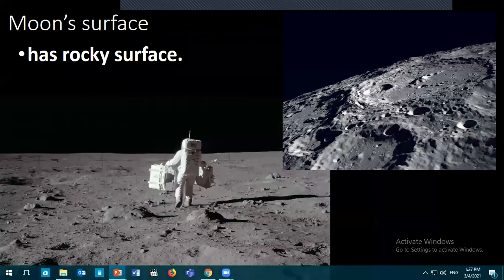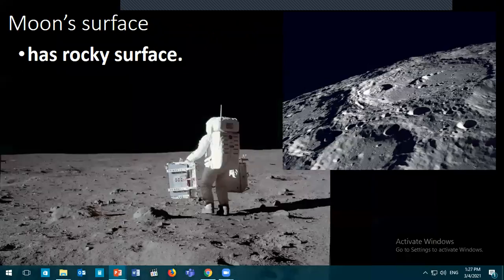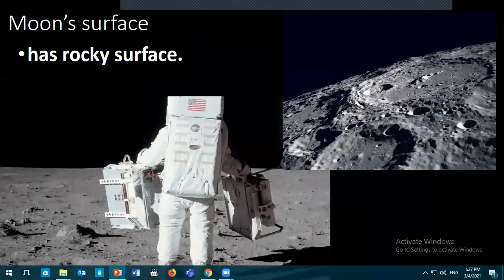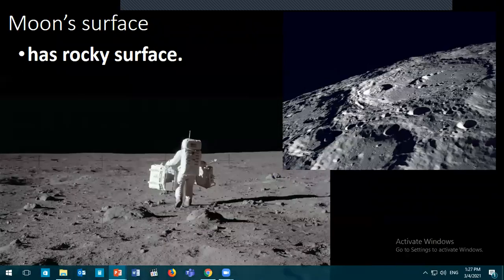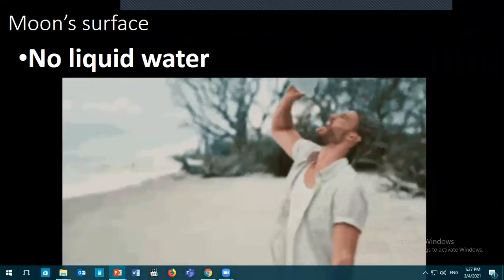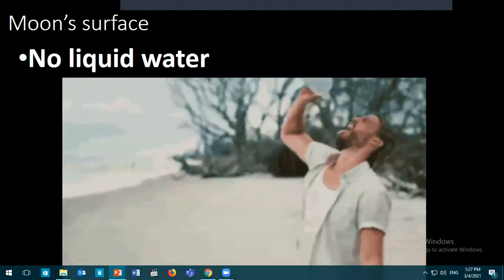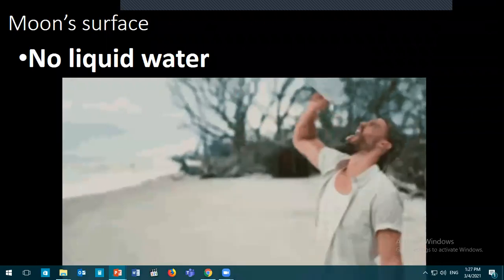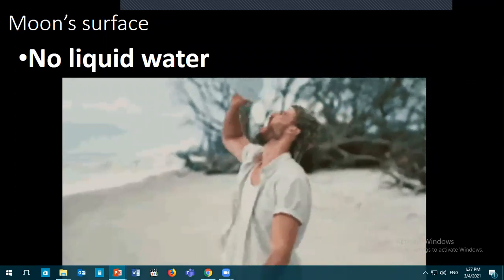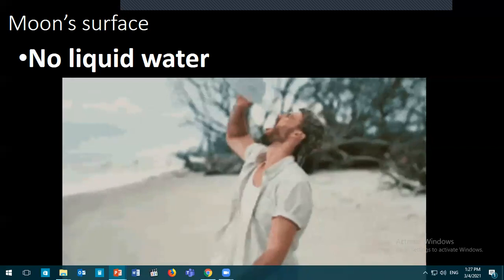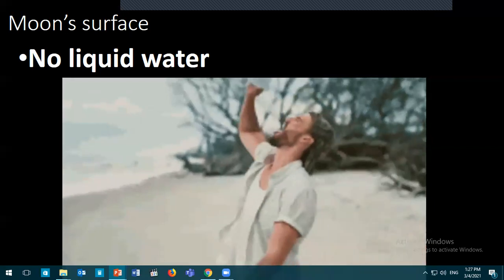People can stand over it. I mean, they can walk over the moon because it's made up of rocks. Yes, like this astronaut walking up there. Number two, there is no liquid water on the moon. Can you imagine that? So if you decided to go to the moon one day, you should bring water with you.